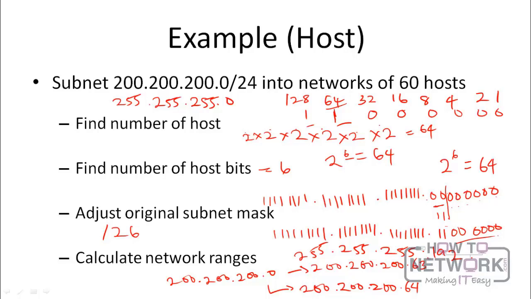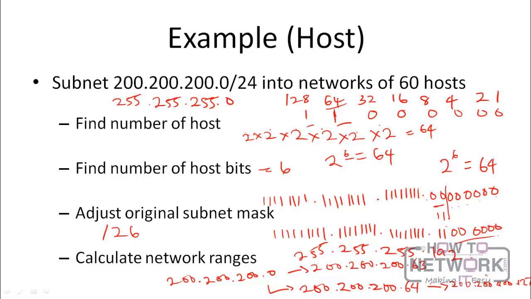The next one will be 200.200.200.64 to 200.200.200.127. Now, there are many formats with which the questions can come out on the exam. So, for instance, you could be asked to find the subnet mask. You could also be asked to find the range. You could be asked to find the broadcast address or the network address. You could be asked to compare the 2 numbers if they are in the same network and things like that.